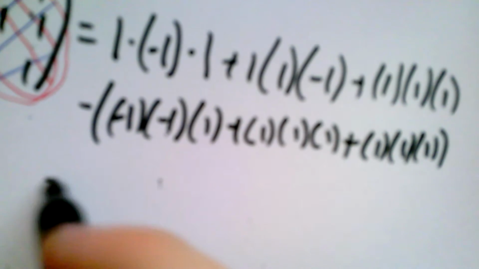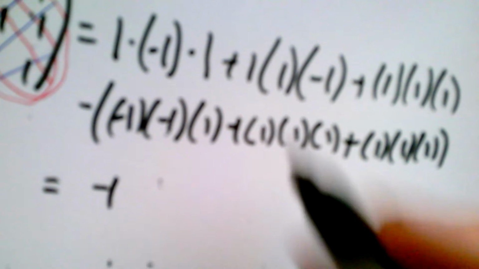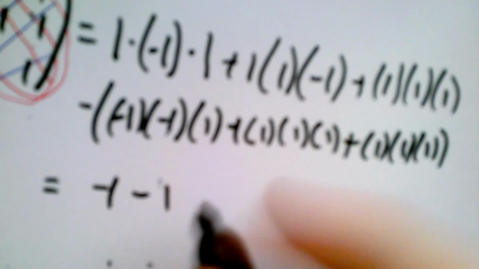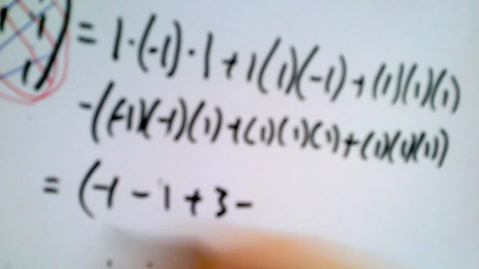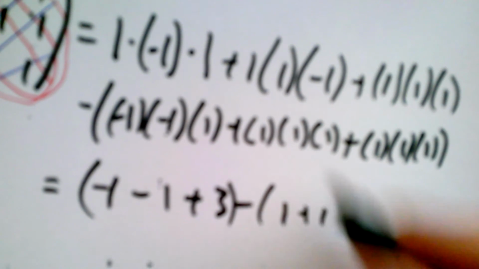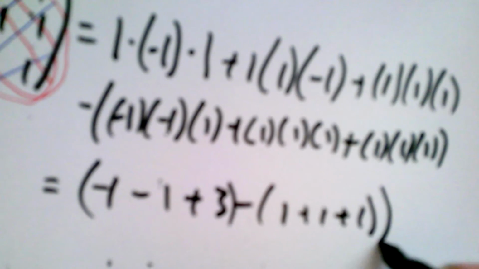So, simplifying this, we have -1 is our first product, -1 is our second product, and 1 is our third product, minus 1 plus 1 plus 1. So that gives us, this isn't a 3, this is a 1. 1 times 1 times 1 is 1. That gives us -1 minus 3, which equals -4. That is our determinant for this matrix.